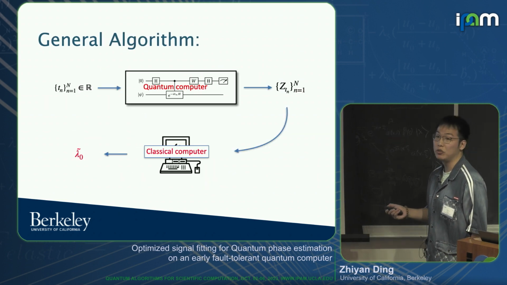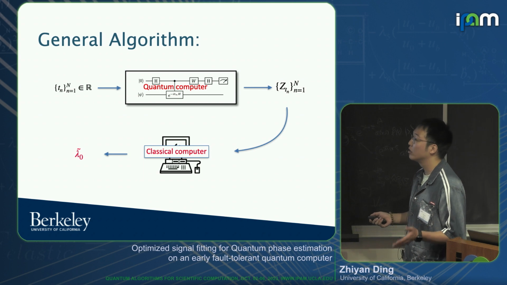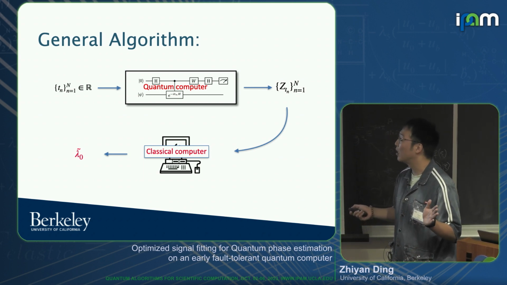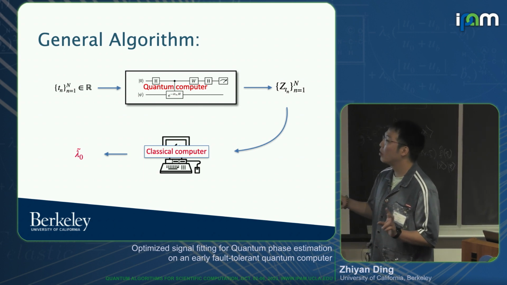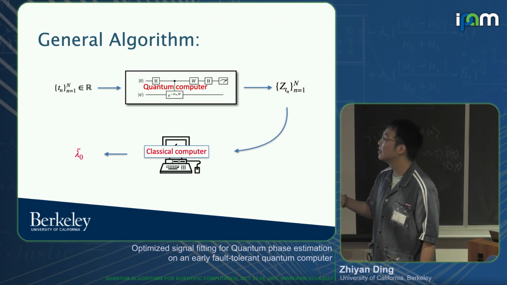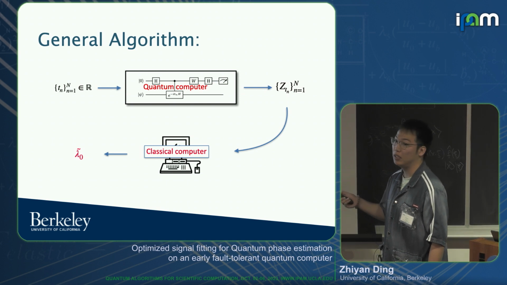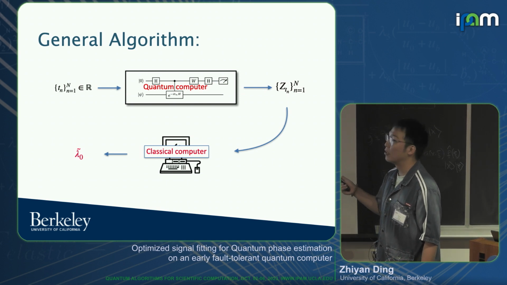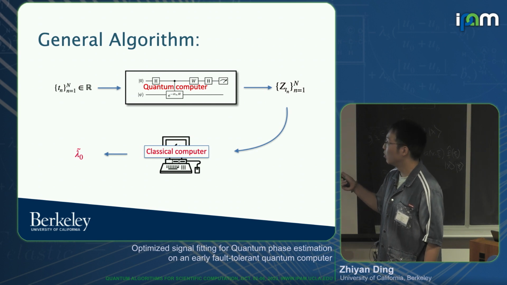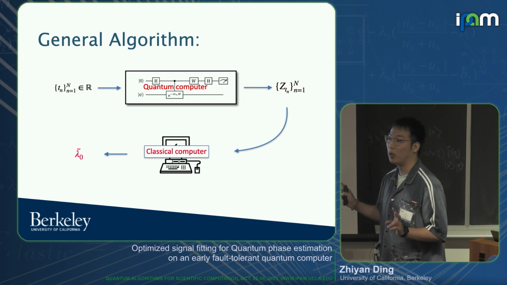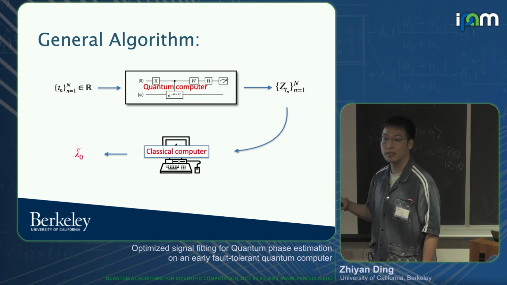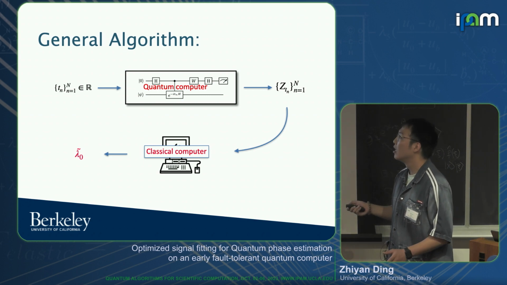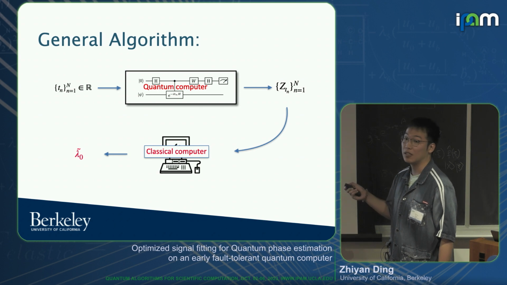A general way to design the algorithm, also mentioned by Lexi and Peter, is that we can try to find a proper way to choose our set of time points Tn. Then we put them into the quantum computer and generate a bunch of random signals. Then we put these random signals into the classical computer and do some post-processing. Then we hope we can get a good estimation of lambda 0. I think a lot of algorithms can fit this framework.